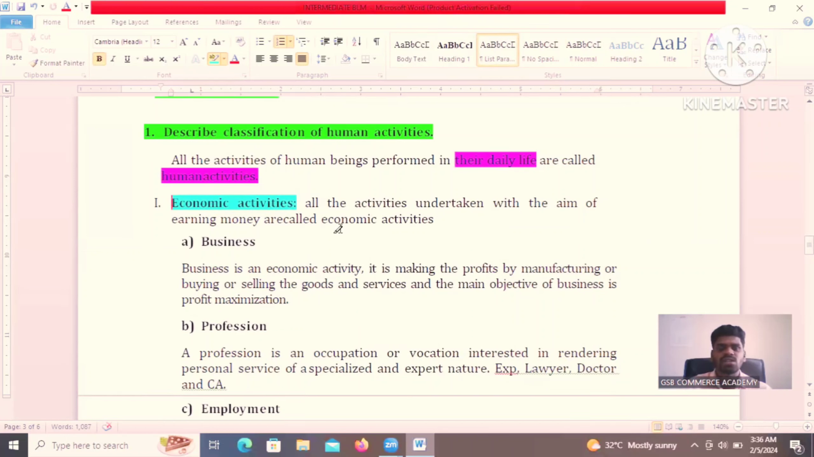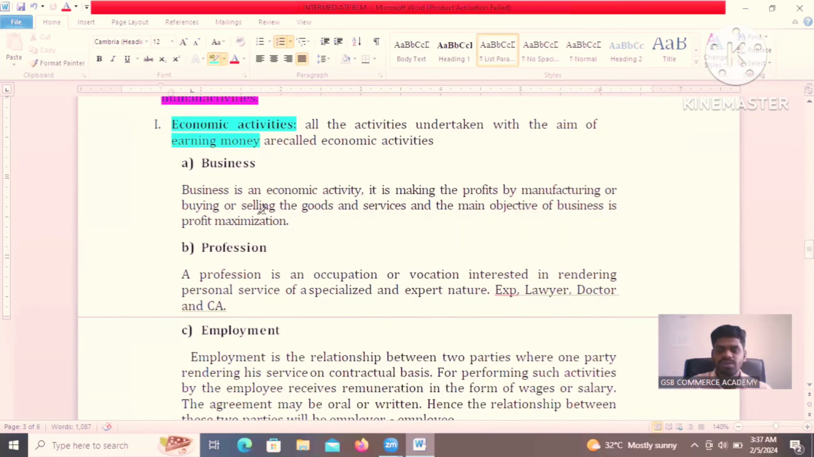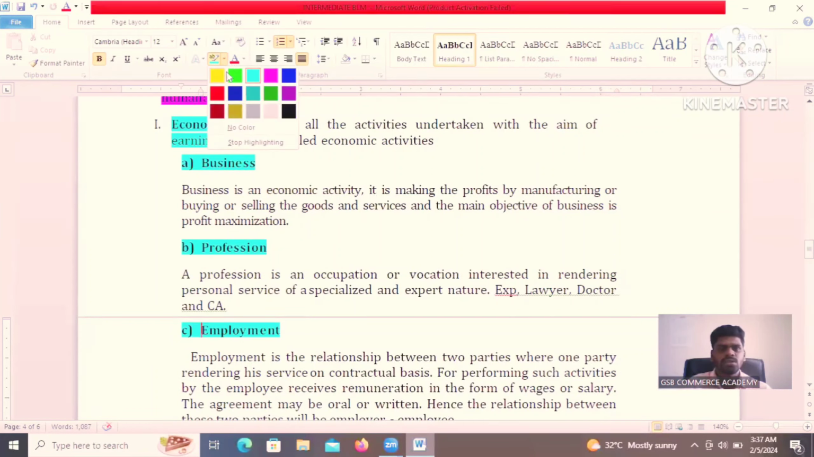Economic activities are all the activities undertaken with the aim of earning profits. When you do any activity that includes money-related activities, those are called economic activities. Economic activities can be classified into three parts. The first one is business, the second one is profession, the third one is employment. These are the three types of economic activities.